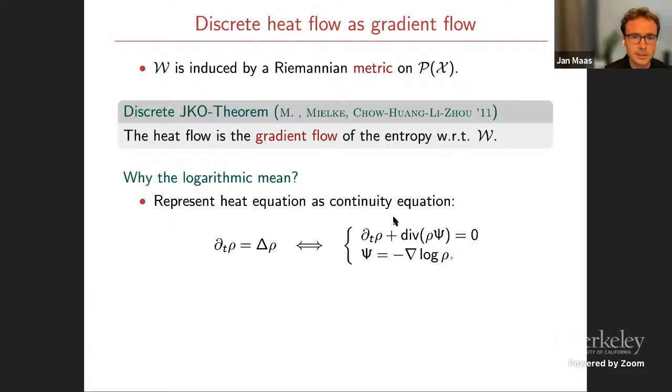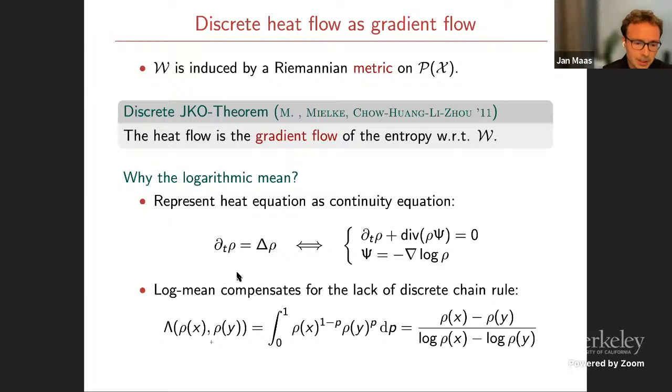This chain rule will fail in a discrete setting because discrete derivatives don't satisfy a chain rule. To get around this difficulty, that's exactly why you use the logarithmic mean between rho x and rho y, which I wrote down on the previous slide in this integral formulation. If you do the computation, you can see that you can also write it as this difference quotient: rho x minus rho y divided by log of rho x minus log of rho y. So you can imagine that you can use it in computations to compensate for the lack of a discrete chain rule, at least for this particular log function. And that's exactly what you need if you want to prove this gradient flow structure.